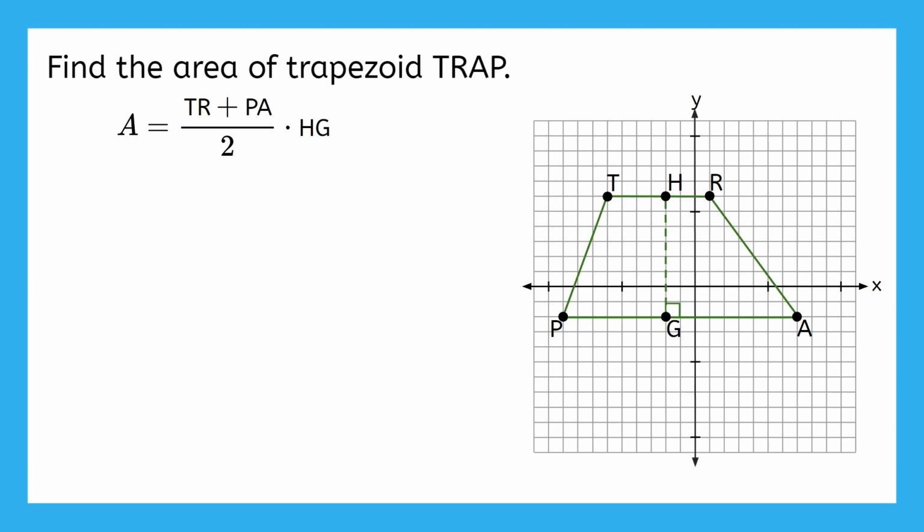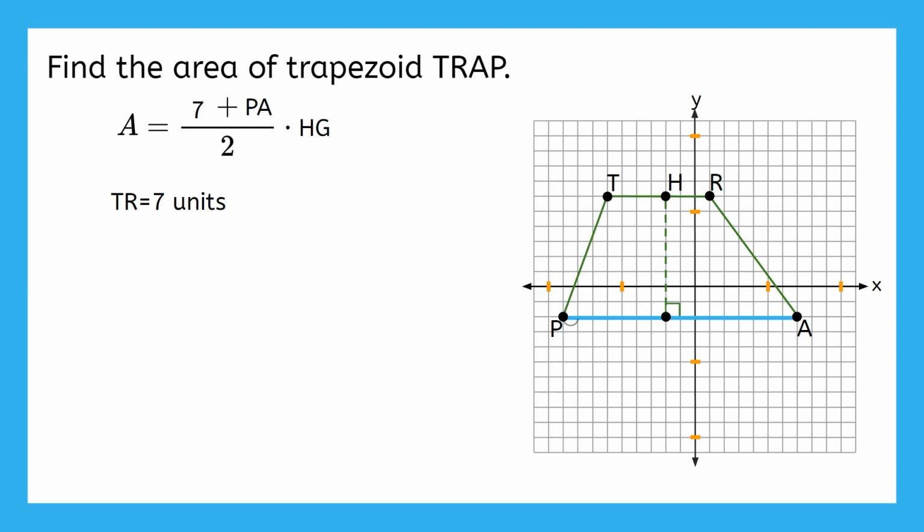I can see that the length of TR is 1, 2, 3, 4, 5, 6, 7 units. So let me just substitute that into my area formula, and we'll do PA next. Ooh, PA is a long segment. I could count this by ones, but that would take a lot of time and I might lose count. So let's try to be a little more efficient with our longer segments. Do you notice that on our graph there are tick marks here every 5 units? We can use those to help us.